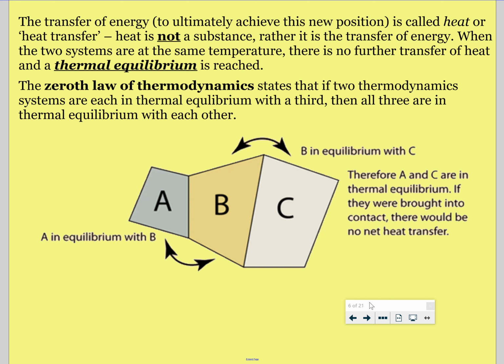The zeroth law of thermodynamics states that if two thermodynamic systems are each in thermal equilibrium with a third, then all three are in equilibrium with each other. So if A is at some temperature C and B is at some temperature C, and B and C are the same temperature, then A and C have to be the same temperature.